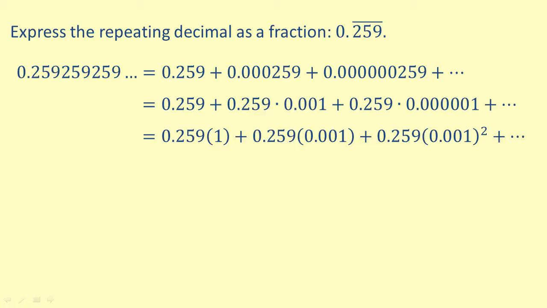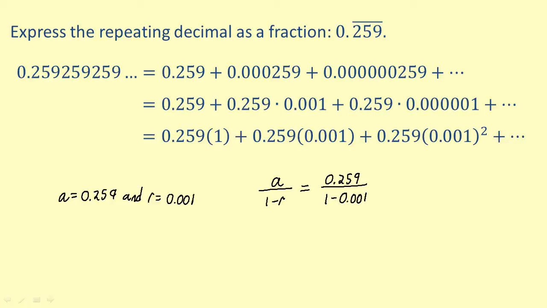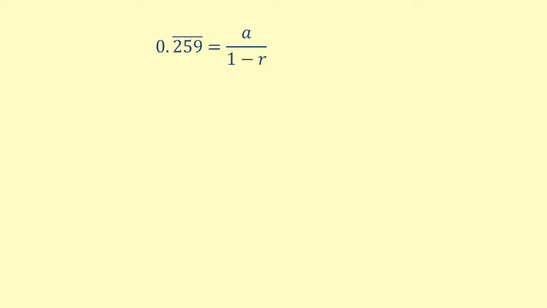Recalling our geometric series, we see that a is 0.259 and r is 0.001. Since the absolute value of r is less than 1, we can replace this geometric series with its sum, which will be a over 1 minus r. Now we know that the series equals a over 1 minus r because the absolute value of r is less than 1. Therefore, 0.259 repeating equals 0.259 over 1 minus 0.001.